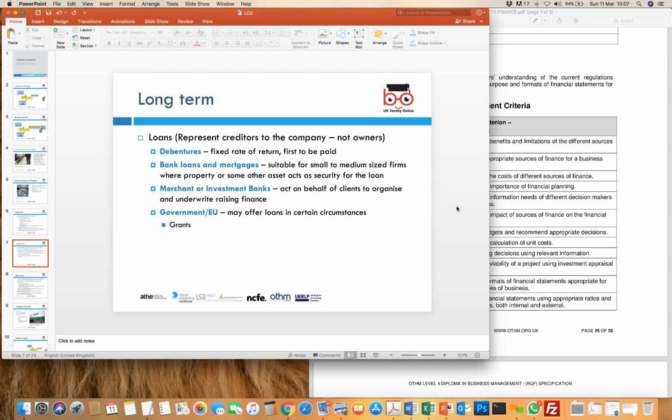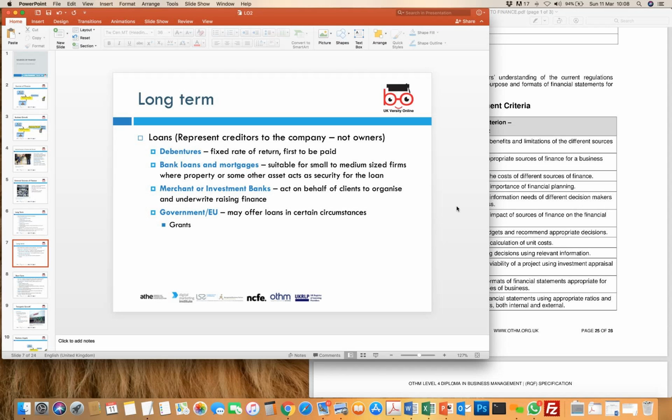Okay. Now, some of the other long-term sources of finance we look at is something called debentures. We also look at bank loans and mortgages. Sometimes you will see investment and merchant banking also taking up a stake within the company, and I'll explain that with an example. And in some cases, companies might also be able to raise money by getting government grants, or EU, European Union grants, to grow the business.